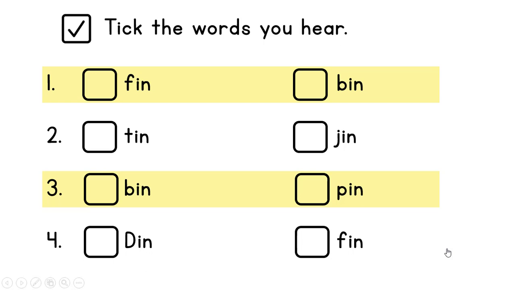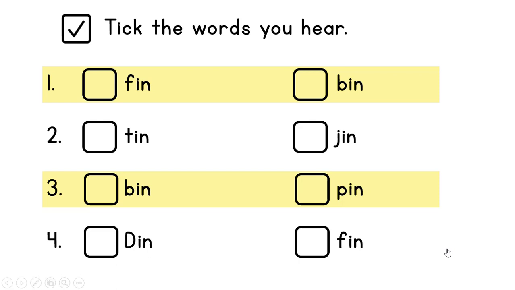Okay. Next slide. Think the words you hear. All right. The first one. Listen carefully and then think the word you hear. Number one, bin. Number two, tin. Number three, pin. And number four, din.